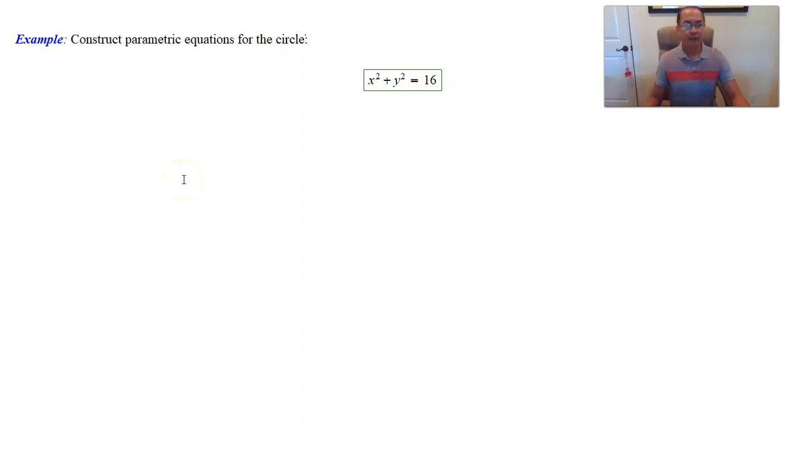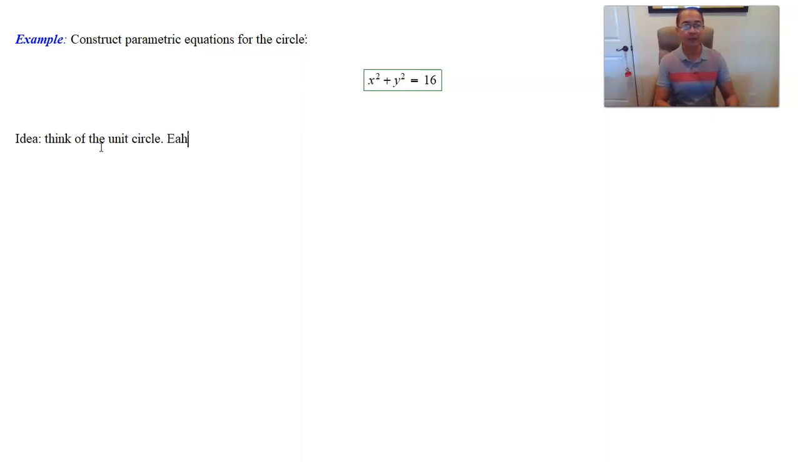Okay, so we're going to use the idea of parametric curves to parametrize a circle. Everyone knows this is a circle centered at the origin, radius 4. We want to treat this instead as parametric equations. Okay, so what's the idea? Think of the unit circle. We all know our trig, hopefully.